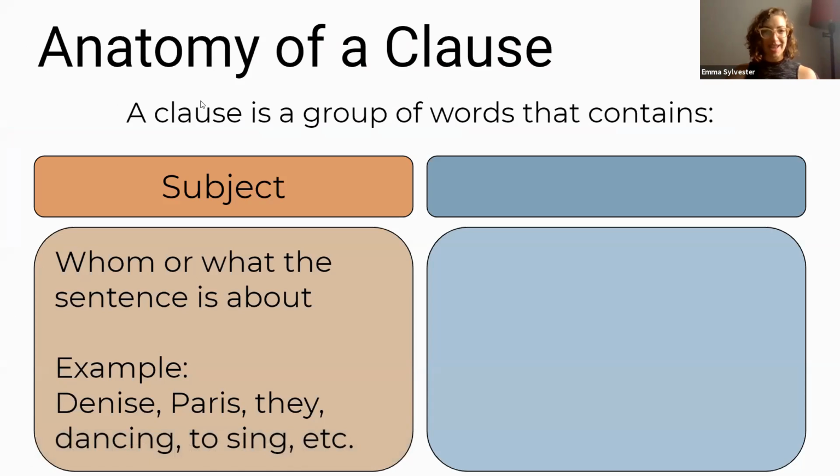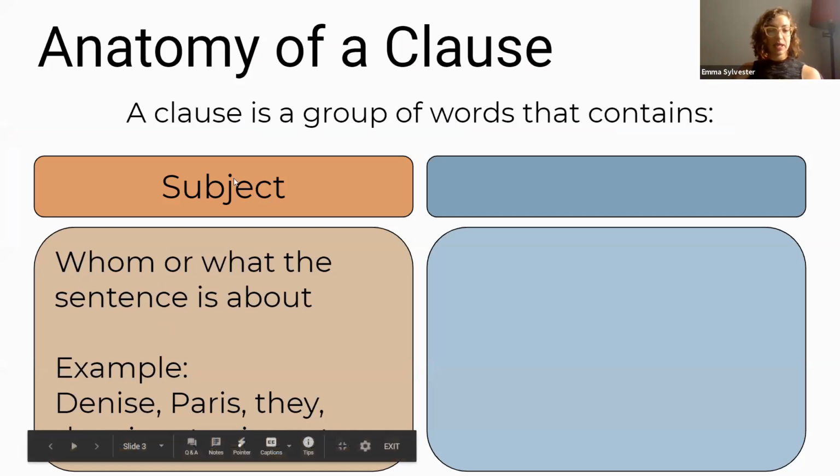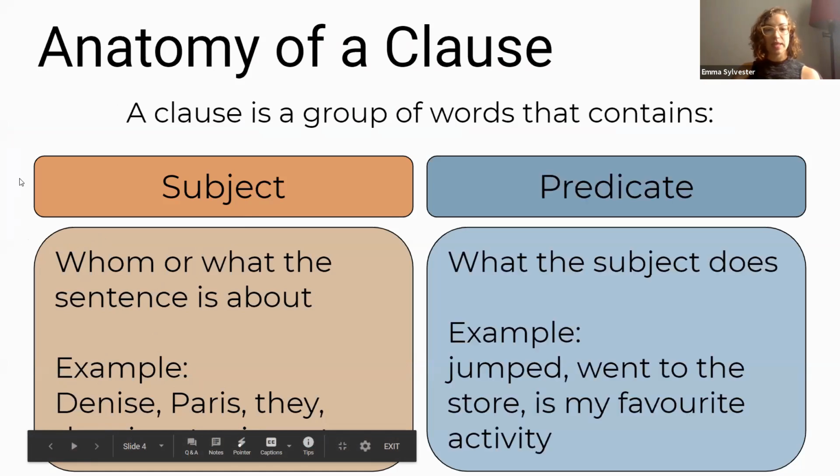First I'll break down the anatomy of a clause. A clause is a group of words that contains a subject, and a subject is whom or what the sentence is about. So an example is like Denise, Paris, so we can have proper nouns, they, we can have pronouns. A subject is always some kind of noun in general, but there are other types of subjects. And it also contains a predicate.